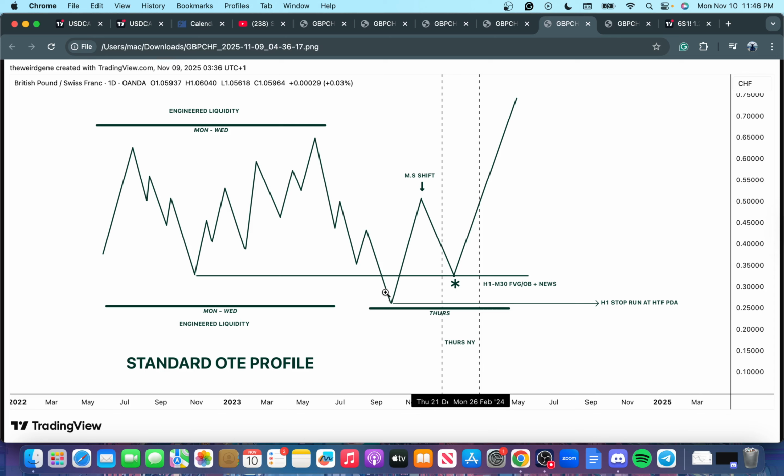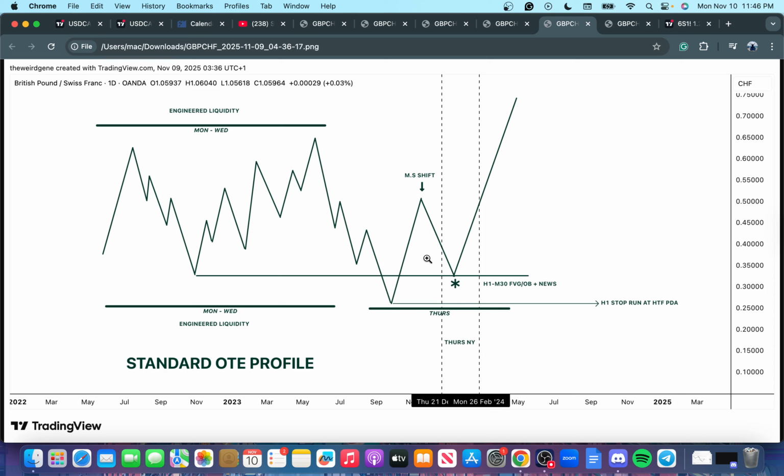And then you get your initial displacement. Now, what we're looking for with that displacement is a break in structure. That structure shift confirms we have trapped liquidity down here. We're seeing the shift in structure, so anyone who was shorting, the algorithm is going to seek their buy stops. So what we do here is we wait for the market to return back down. Again, because we're short-term trading, we are not going below the M30 time frame.